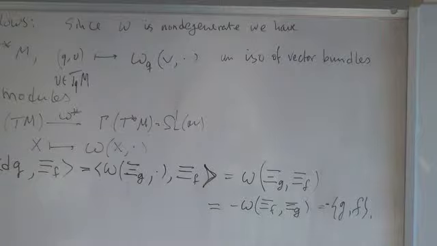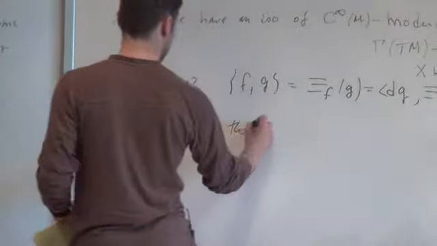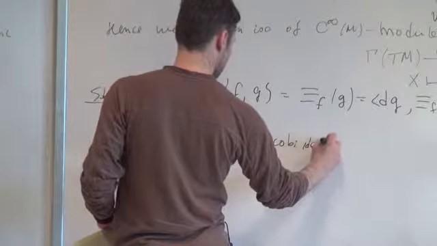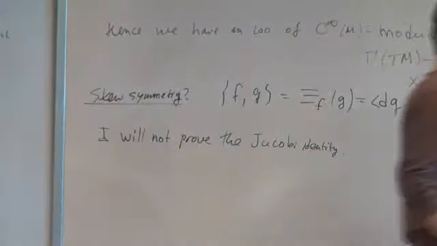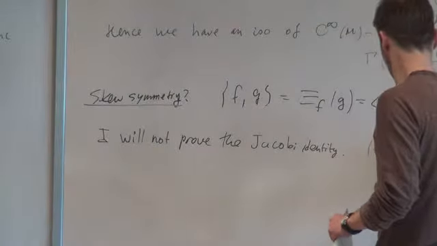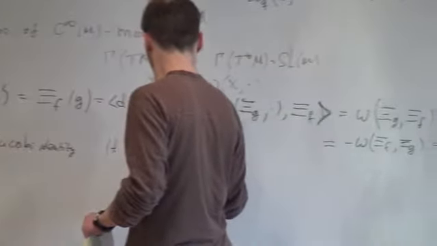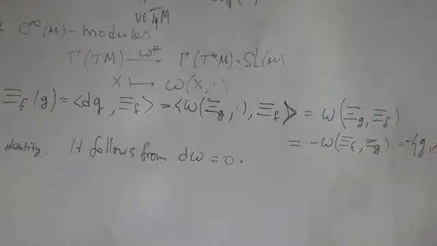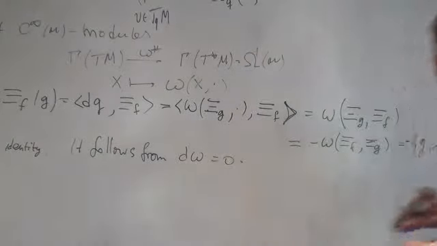Okay, I will not prove the Jacobi identity, just to save time. It follows from d omega equals 0. So if you write out the formula for d of omega and stick in 3 Hamiltonian vector fields, the Jacobi identity will pop out if you do it right and not screw up the signs.